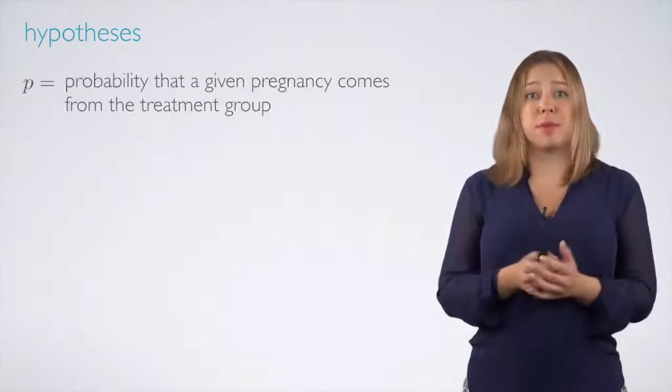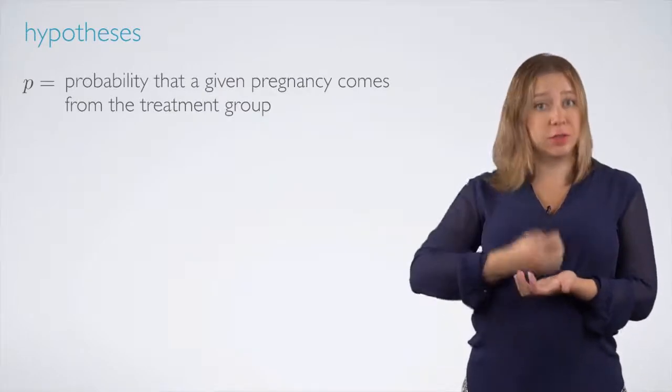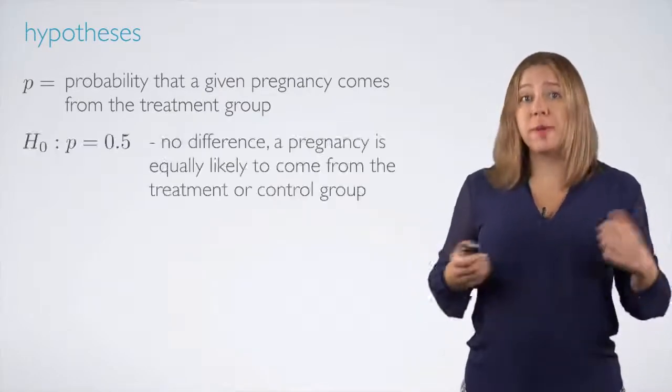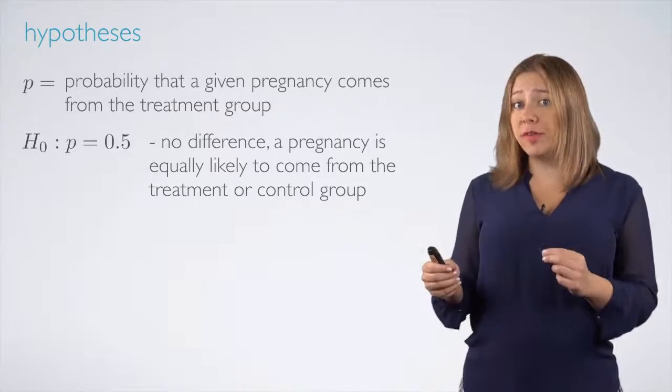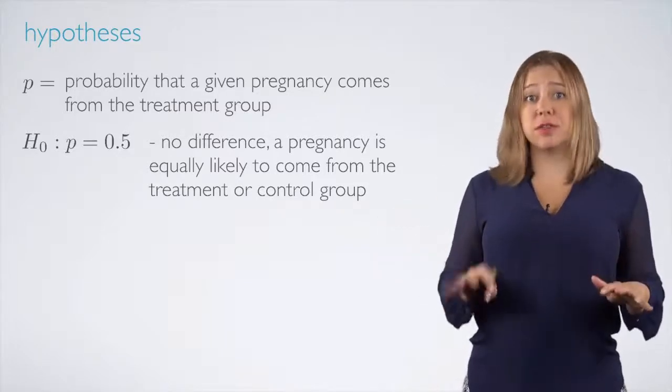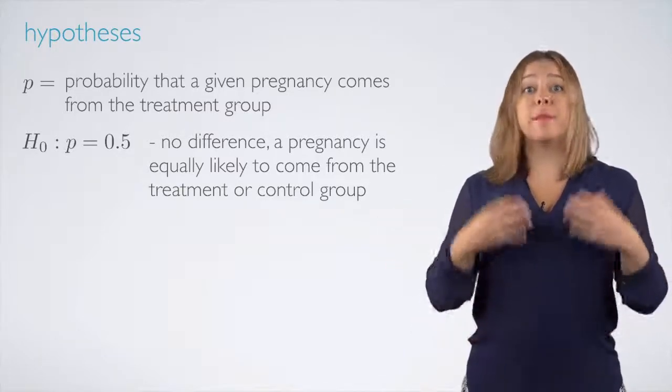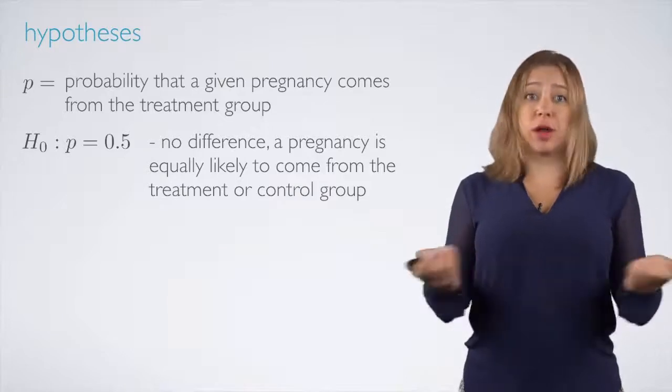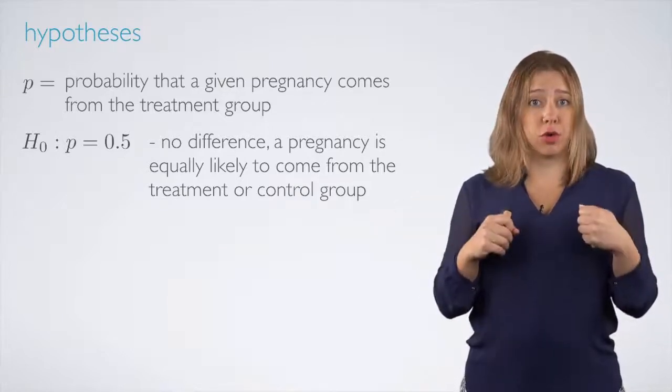In the frequentist approach, we first need to set our hypotheses. But before that, let's define the parameter of interest we will use in these hypotheses. Let's let p be the probability that a given pregnancy comes from the treatment group. Then the null hypothesis is that p is equal to 0.5, which says that there is no difference between the treatment and control groups, and the pregnancy is equally likely to come from either the treatment or the control group.